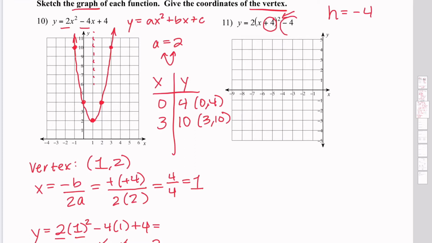And our k value is the number outside, which we take as is, negative 4. Putting these together, our vertex is at negative 4, negative 4. And we can graph that right now. It's this point right here.